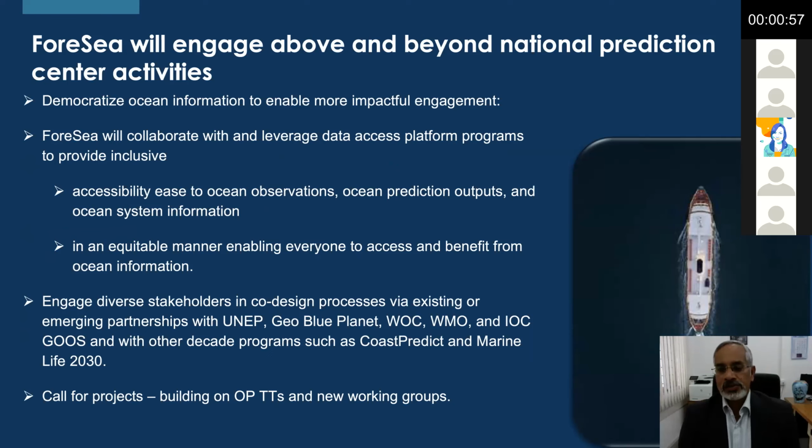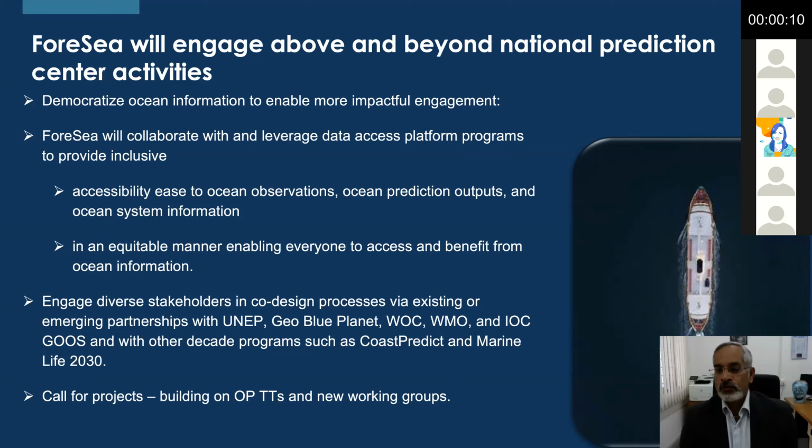Connection and exchange with other bodies is absolutely essential to achieve these large goals. Democratizing ocean information to enable more impactful engagement is not an easy task to be achieved alone, but together with other forums of similar interests. ForeSea will collaborate with and leverage data access platform programs to provide inclusive accessibility ease to ocean observations, ocean prediction inputs, and ocean system information. This would be done in an equitable manner, enabling everyone to access and benefit from ocean information.